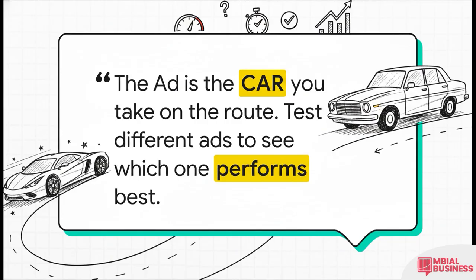Does a flashy sports car, say a video ad, get you there faster? Or is a reliable sedan, like a simple static image, more efficient? You test multiple ads within each ad set to find the winner.